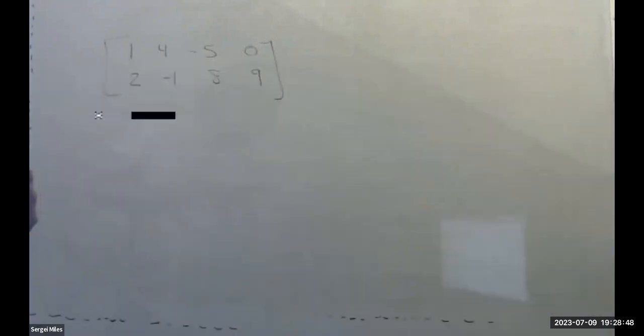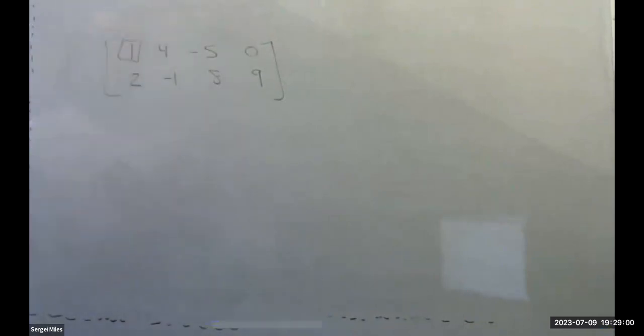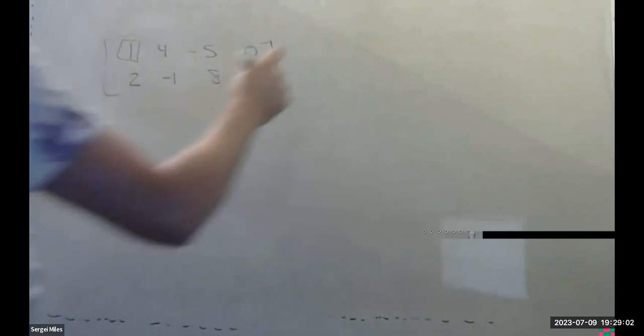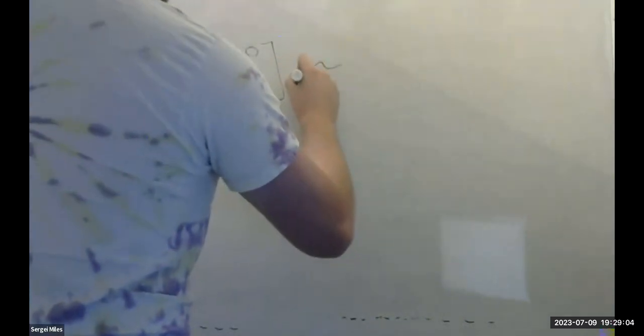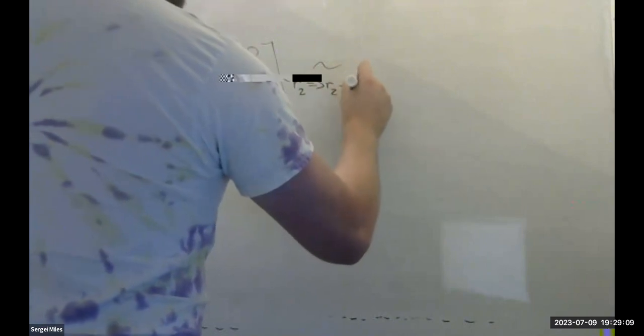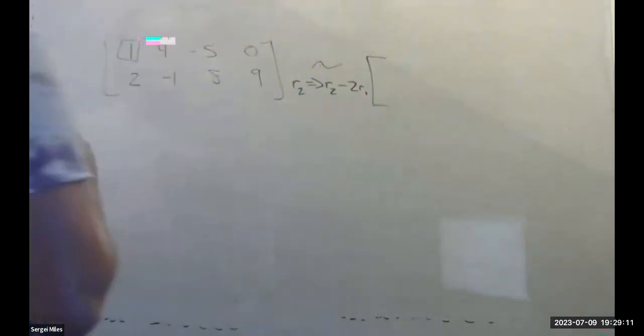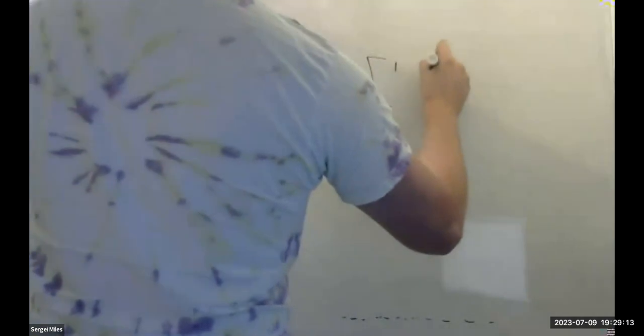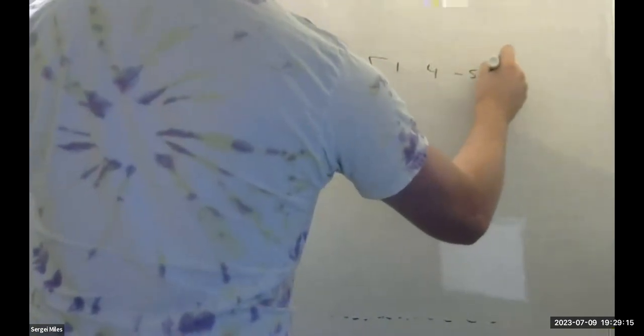And let me double check I wrote this all down correctly. I would not want to make a mistake like I did last time. 1, 4, -5, 0, 2, -1, 8, 9. Good. Okay. How do we solve this? When you get into echelon form, I would like this 1 to be a pivot. I need zeros below it. All right, so I'm going to modify row 2. I'm going to take row 2 and subtract 2 times row 1 from it. Row 1 is not changing.